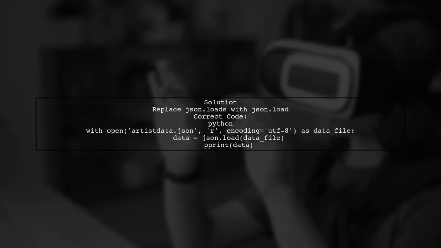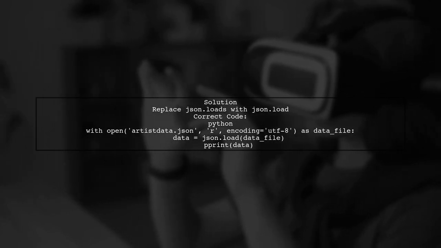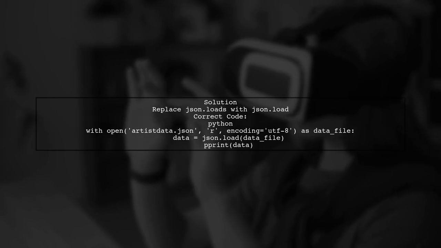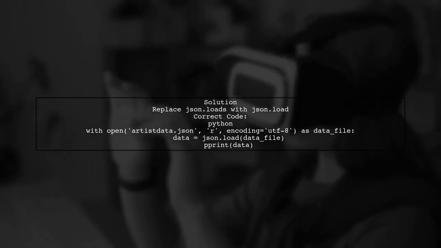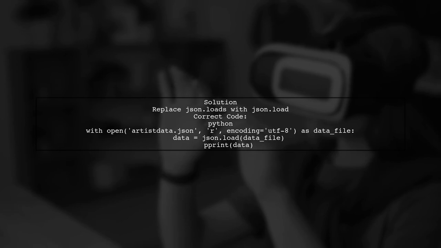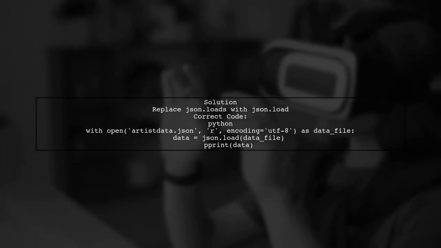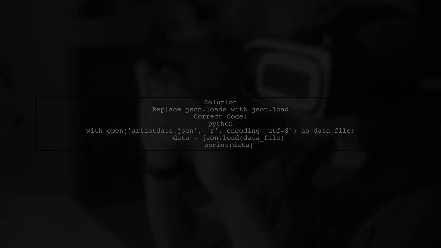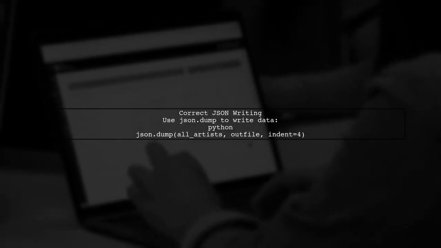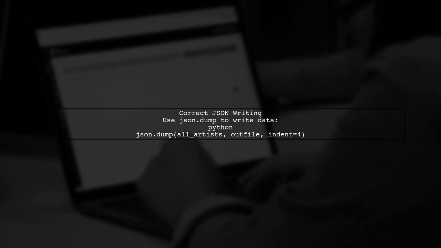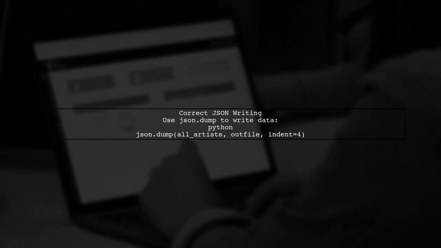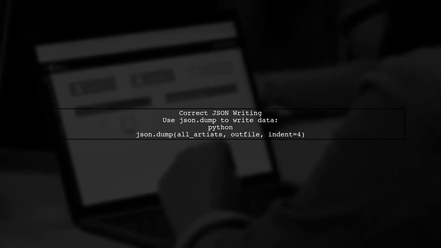To fix this issue, you should replace json.loads with json.load. This function reads from the file object directly and parses the JSON data correctly. Now, let's look at the corrected code in context. First, ensure that you are dumping the JSON data correctly when writing to the file.